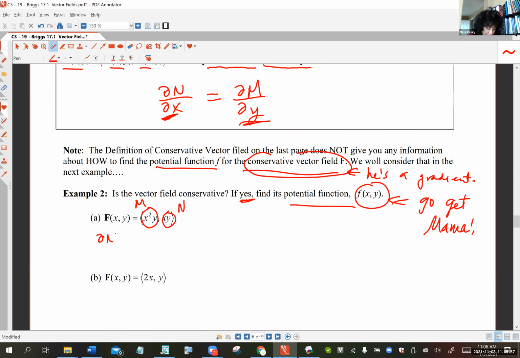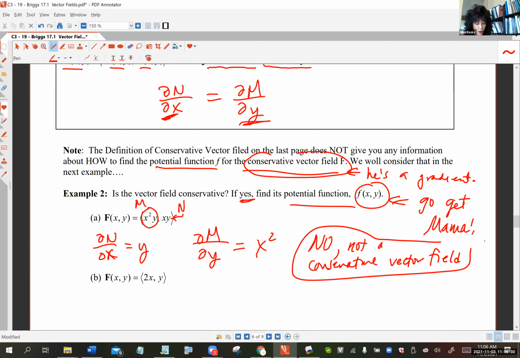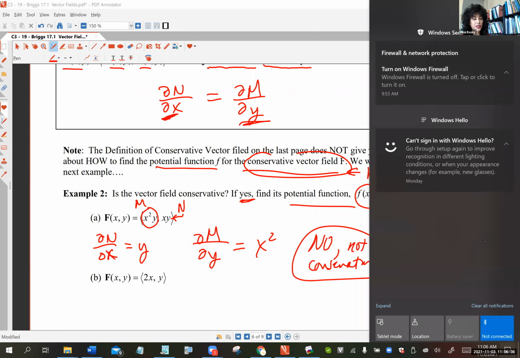So let's do this. What is dN/dx equal to? Well, when you take the partial derivative of xy with respect to x, I get y. Okay. What is dM/dy equal to? So what is the partial derivative of x squared y with respect to y? I think it's x squared. Well, folks, these are definitely not equal. So no, it's not a conservative vector field. It's still a legitimate vector field though, okay, people? It's just not a conservative vector field.